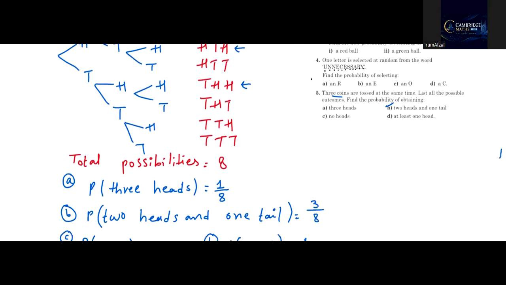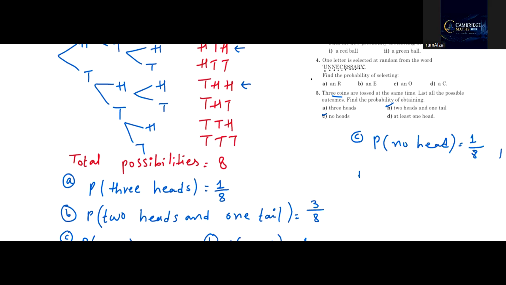Okay, simple. Next, after that, we have C part, probability of getting no head. This is so simple. Only this is the last possibility where we have no head, like all tails, okay? Rest all are having either one, two, or three heads. So only one possibility is there out of total eight that has no head.